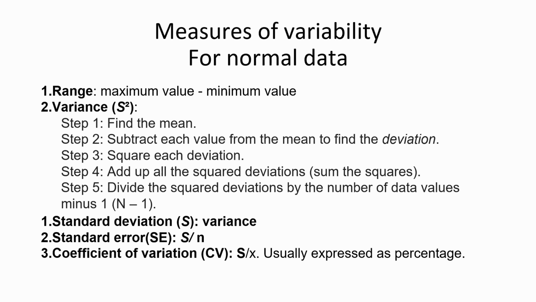And then you divide the sum of squared deviations by the number of data values minus 1, n minus 1. That's called the degrees of freedom. So pretty simple, right? You can do that with a calculator. And if you take the square root of the variance, you have the standard deviation.